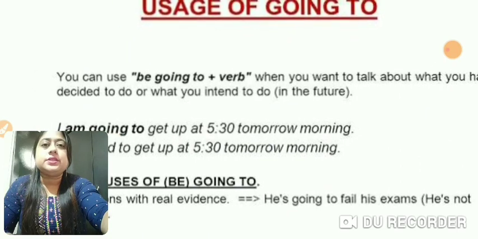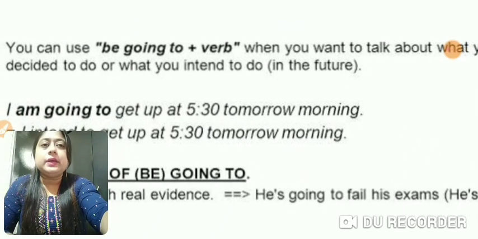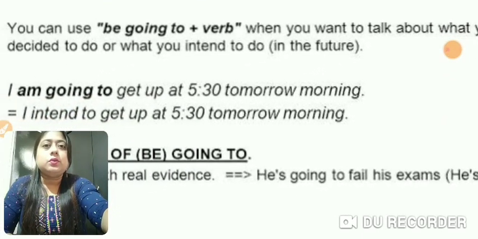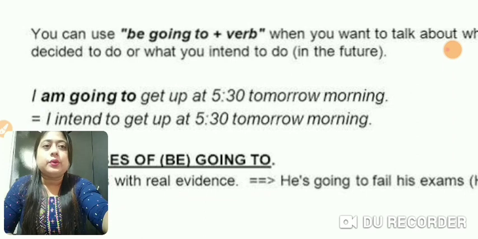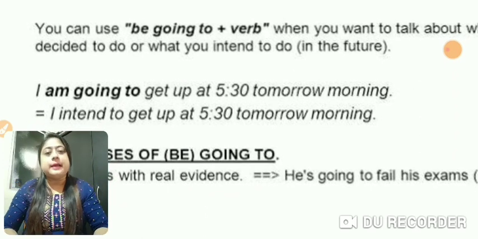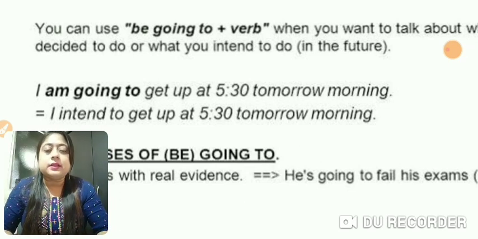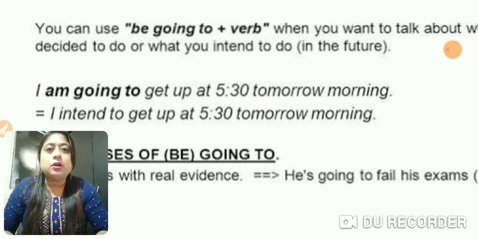Now usage of going to. You can use be going to plus verb, that is to infinitive, when you want to talk about what you have decided to do or what you intend to do in future. That example I said right now, suppose you have not scored very good marks in the present exam, and in the next exam you are going to get good marks by working hard, and you are sure about it or you have decided to do well in the next exam. So you will say, I'm going to score good marks in my next exam. So in that case we use the going to form.